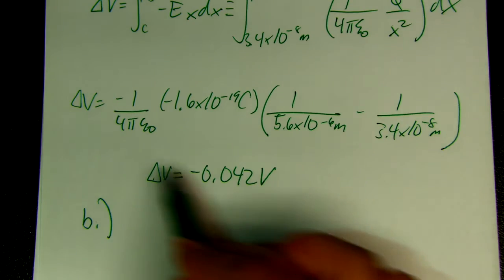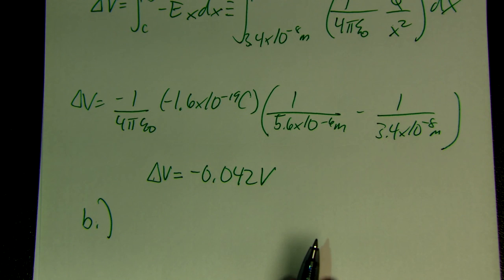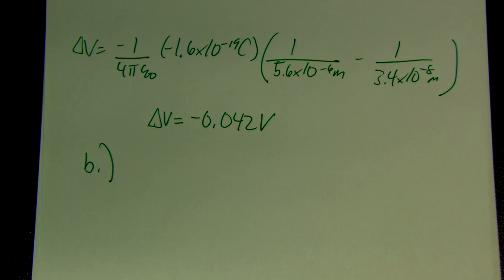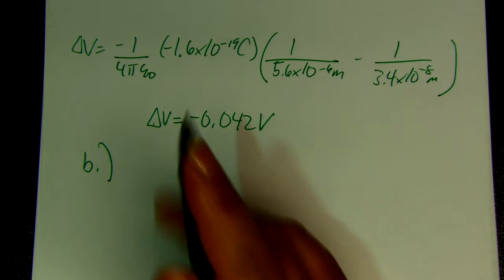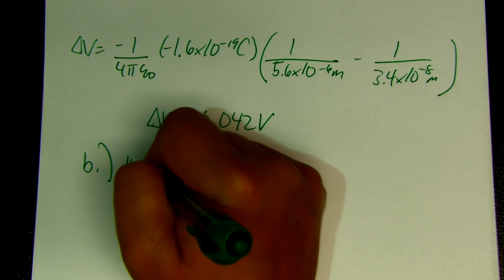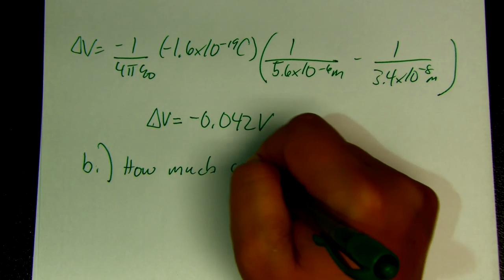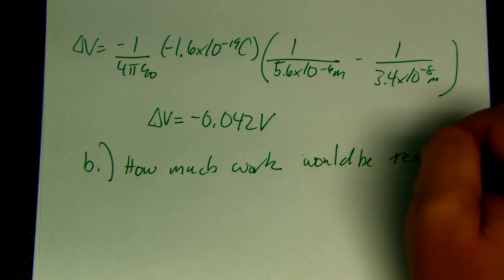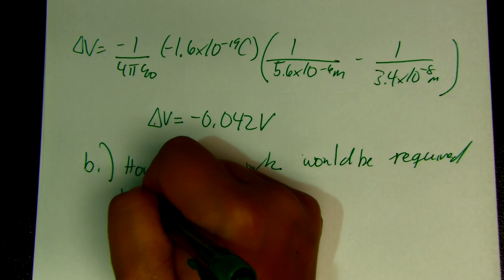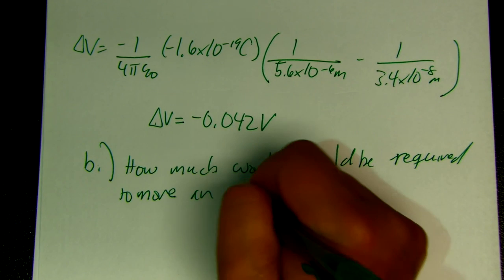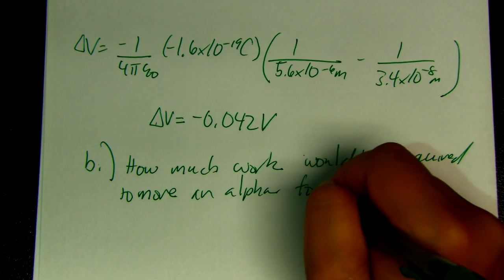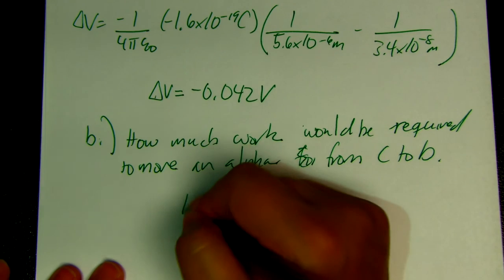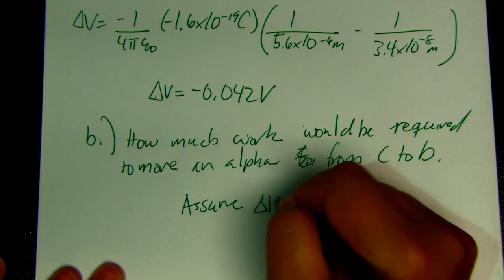So in this case, as long as you know this form here, then you can just solve from there. And you'll be given some indication of whether or not I'm expecting you to set up an integral. Obviously, if you're in the general class, the answer is no. No, I am not expecting you to set up an integral. So how much work would be required to move an alpha from C to D? And we're going to assume delta K is equal to 0.